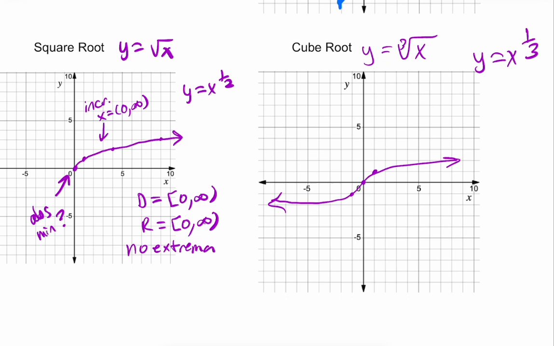Just like our cube function, the math bug, once he starts, although he gets a weird spot right there, he is still going uphill forever and ever and ever. So it is increasing from an x value of -infinity to +infinity, which is the domain. So the entire domain, he's going uphill.